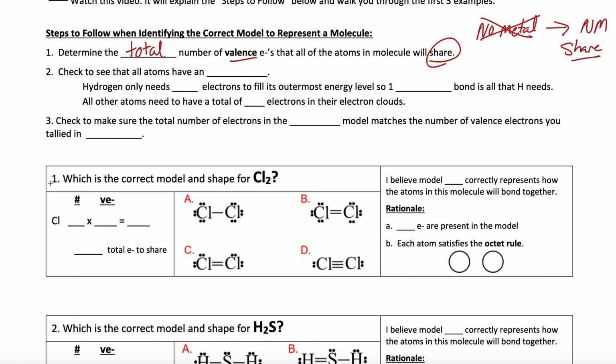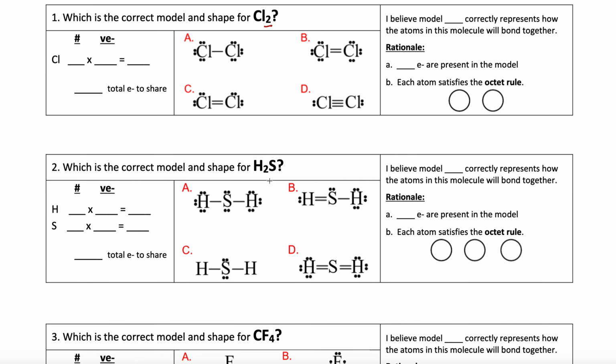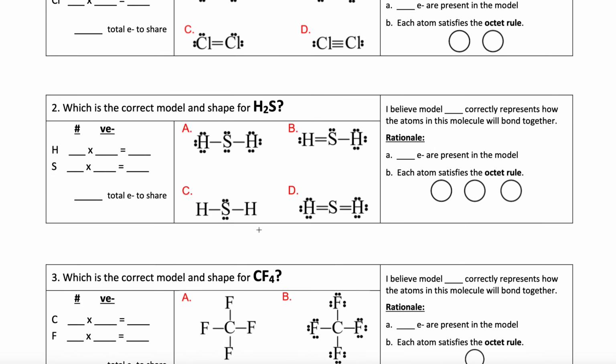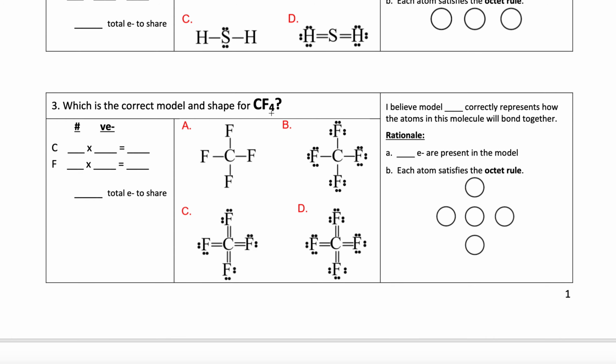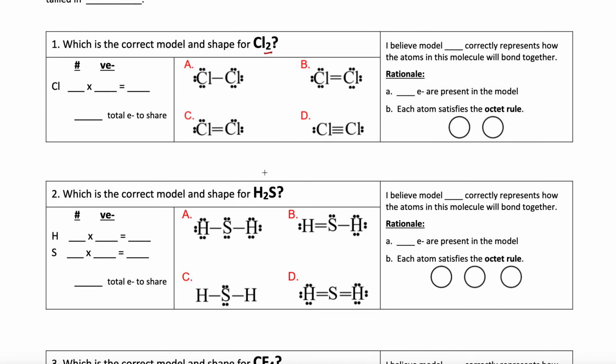So let's look at the first formula. It's Cl2. Nice and simple. 2 chlorines. The next one is going to be a little bit more complicated. There's 3 atoms. And the next one, we got 5 atoms. 1 carbon and 4 fluorines. So let's see how we do this.